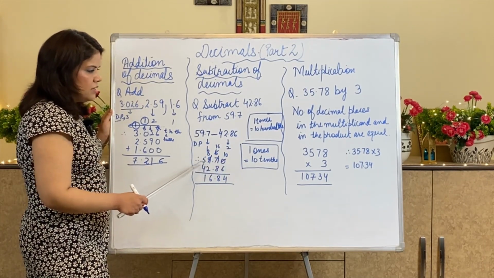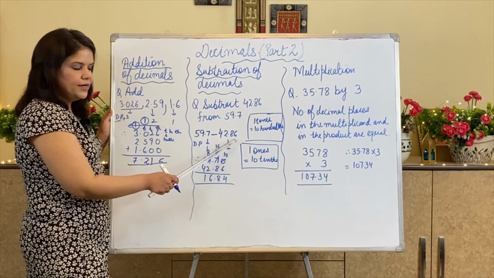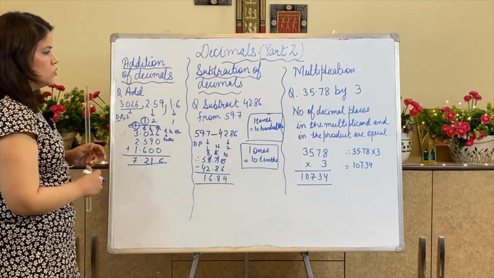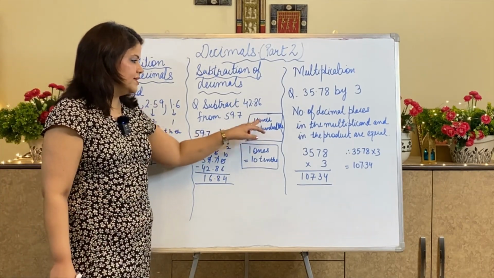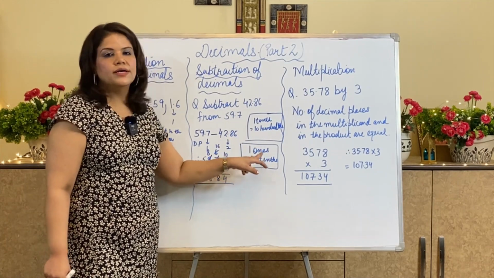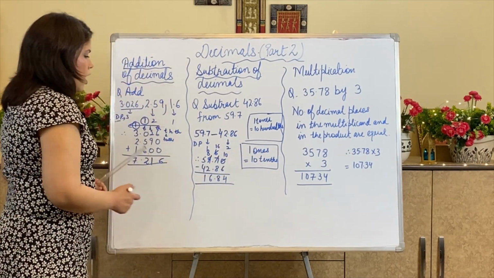59.70 minus 42.86. Now how will I carry forward? We need to take care of this thing: 1 tenth is equal to 10 hundredths and 1 ones is equal to 10 tenths. So how will I go?